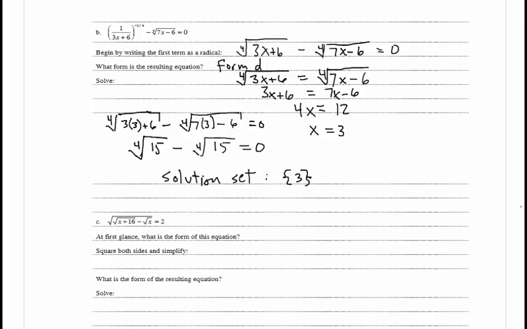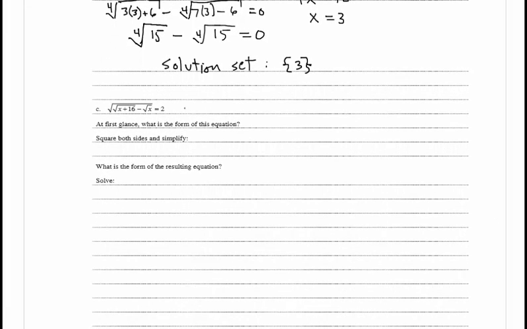In C, we have the square root of x plus 16 minus the square root of x is equal to 2. And it says, at first glance, what is the form of this equation? And at first glance, we have form A, which would be one radical and one constant. And now they want us to square both sides.